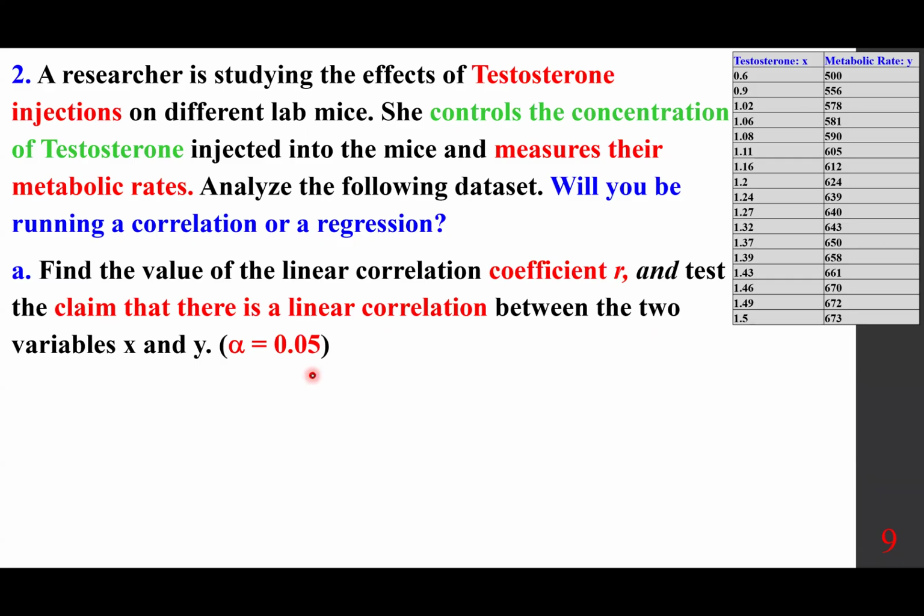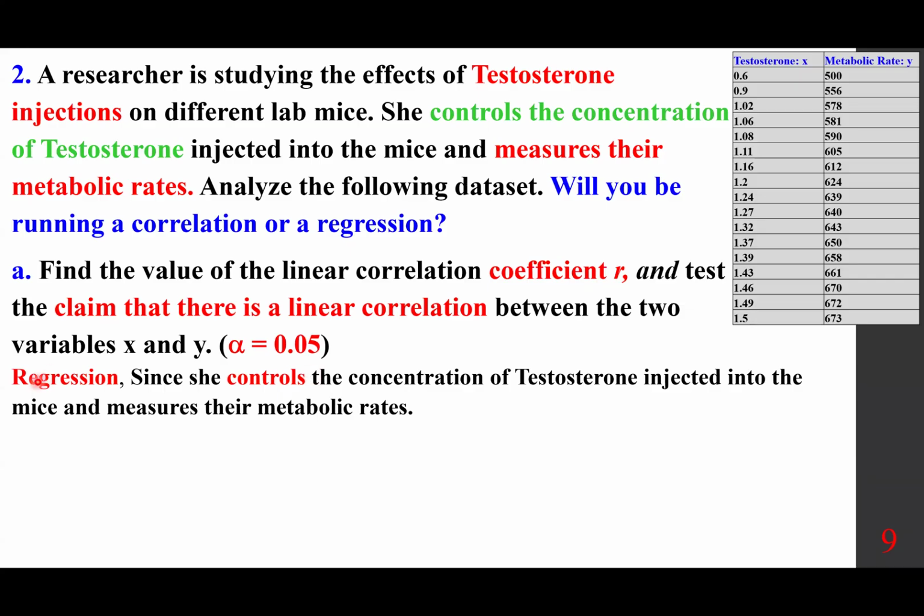Obviously, we're going to run regression. Here's what's happening. We run regression since she controls the concentration of testosterone injected into the mice and measures their metabolic rates. So it's a controlled environment, so it's a regression. So if there is a correlation, then that has got to do with the controlled substance, in this case, testosterone. So we have the amount of testosterone and the metabolic rate, y, is a function of x or not.